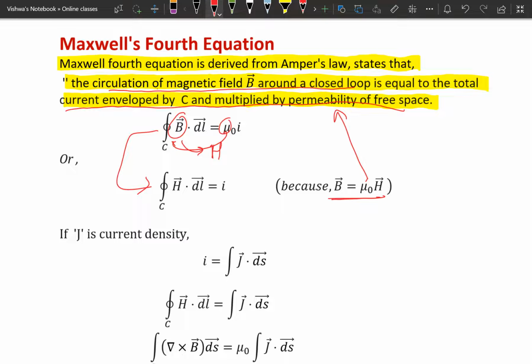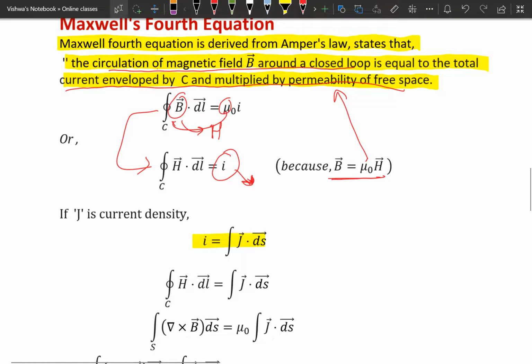So this term indicates current. Now replace this current in terms of current density. The relation between current and current density is I = ∫J·dS. Now rewrite the previous equation by replacing the I term. Then ∮H·dl = ∫J·dS.